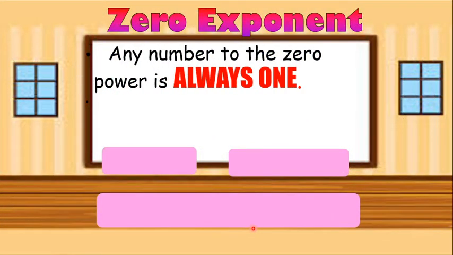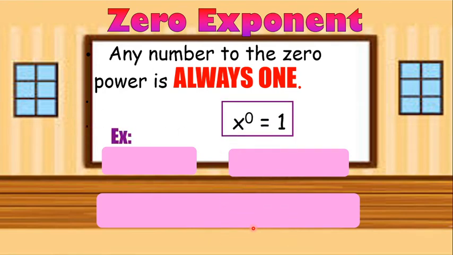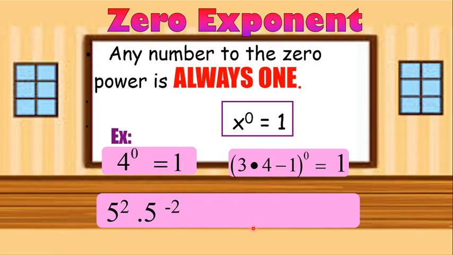Zero exponent: any number to the 0 power is always 1, or x raised to 0 is equivalent to 1. Example, 4 raised to 0 is equivalent to 1. Another, 3 times 4 minus 1 raised to 0 is equivalent to 1. 5 squared times 5 raised to negative 2. Applying the product of powers, you're going to add their exponents. So we have 5 raised to positive 2 plus negative 2. We get 5 raised to 0 because we subtract these two different sign numbers.